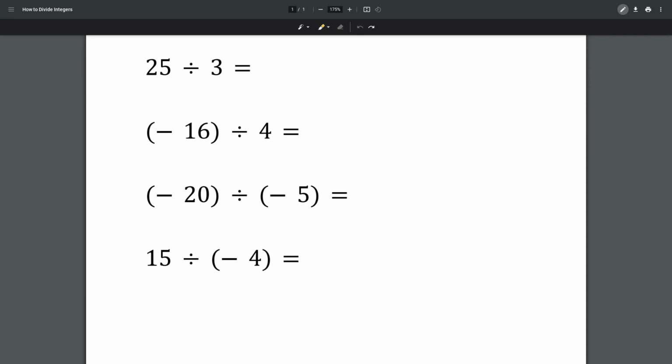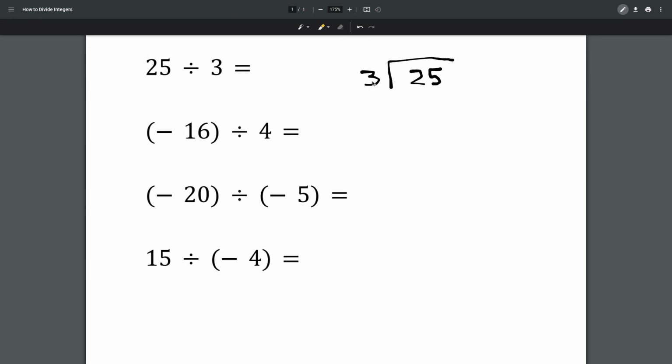In this video, I'm going to show you how to divide integers. Let's start with this first problem, 25 divided by 3. 25 is the dividend, 3 is the divisor. I'm going to put 25, the dividend, under the division sign, and I'll put the divisor to the left here.